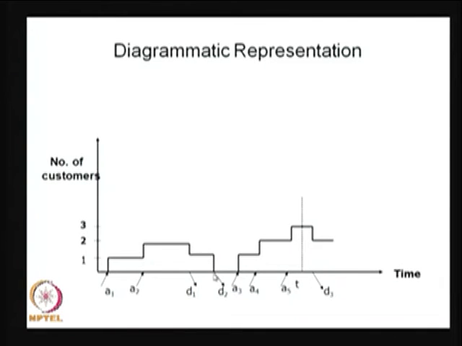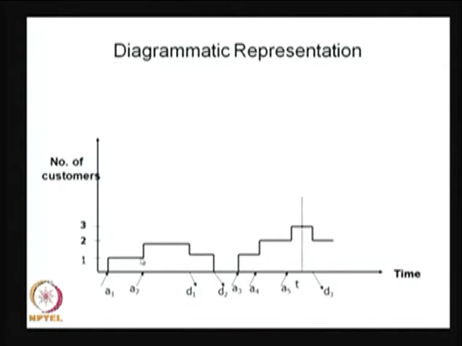At time point T2, the second customer's service also gets over. Now the number of customers in the system is 0. The third customer enters at time point A3, so during this interval the system was empty. Like that, the number in the system keeps increasing by 1 whenever one customer enters, and decreasing by 1 whenever a service is completed. This is the diagrammatic representation of any queuing system.